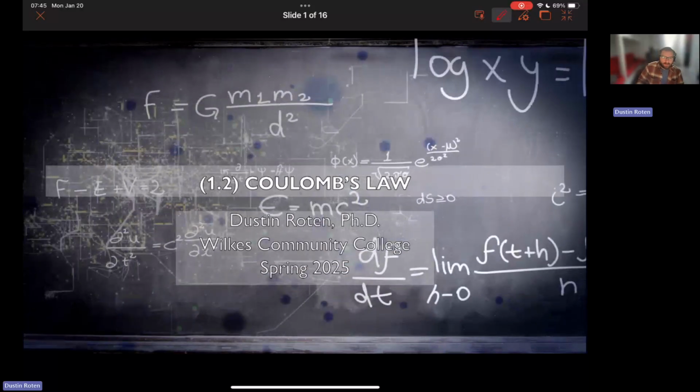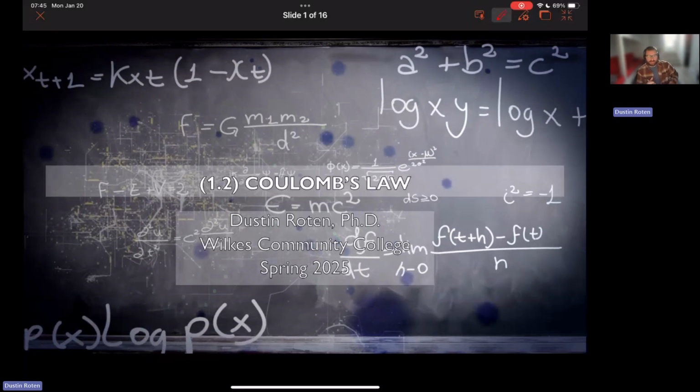All right. So we'll move on to the next topic, which is Coulomb's law.